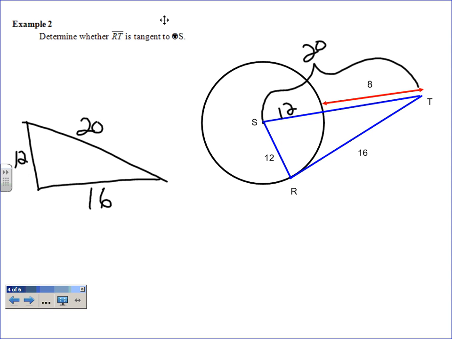Now, as I was walking back to get my stuff, I saw a few of you shaking your head that yes, this was a tangent. So apparently 12 squared plus 16 squared equals 20 squared. Well, I agree, because 12 squared is 144, 16 squared is 256, 20 squared is 400. Does it all work out?